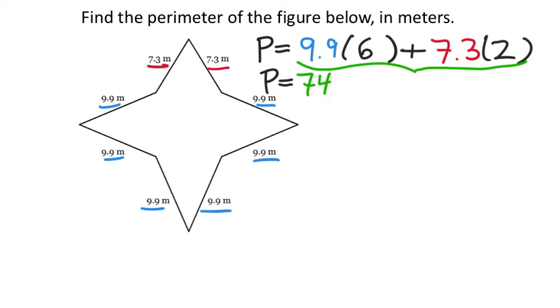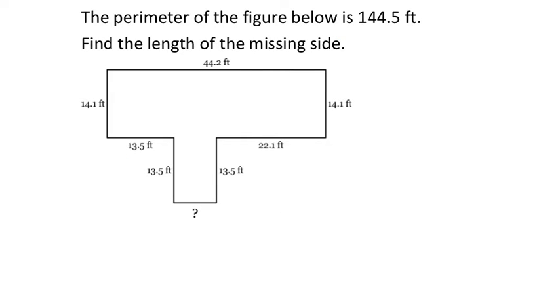And then these are lengths, so we want to actually find the unit of measurement that they're using, and this one, it says it's in meters. So adding all those together gave me 74 meters. There we go. So here we go. We get the perimeter of this figure below is 144.5 feet.